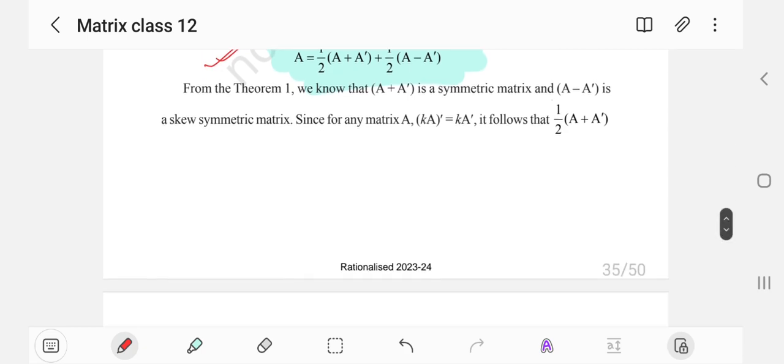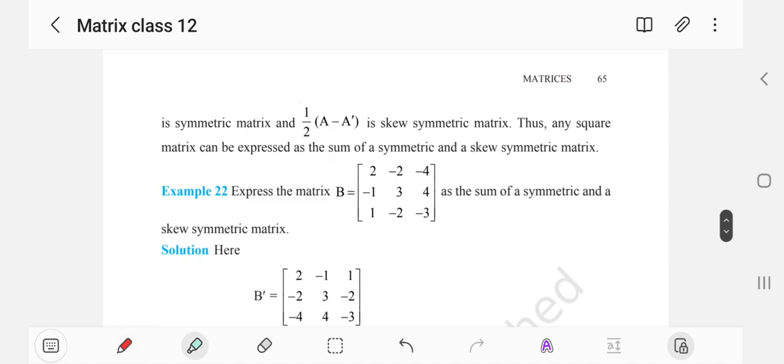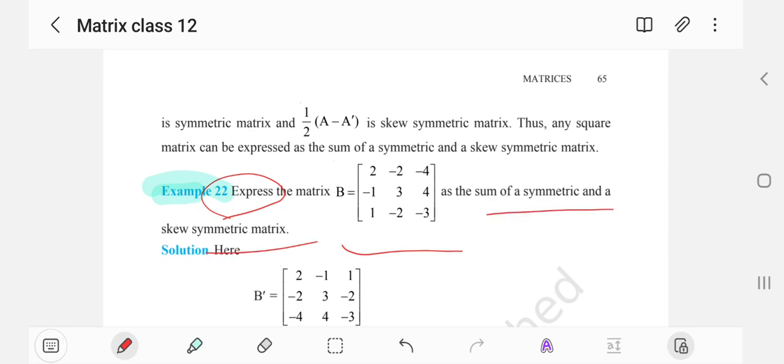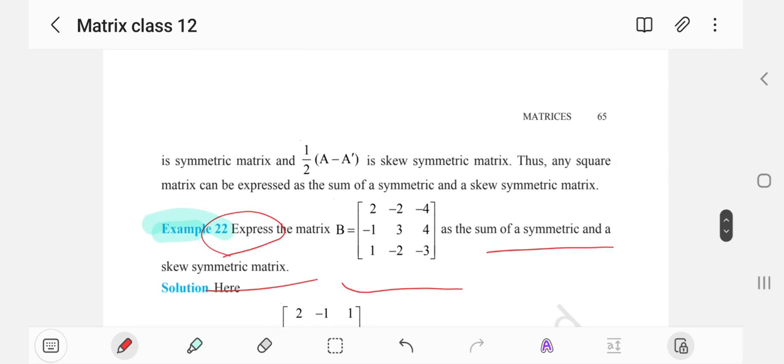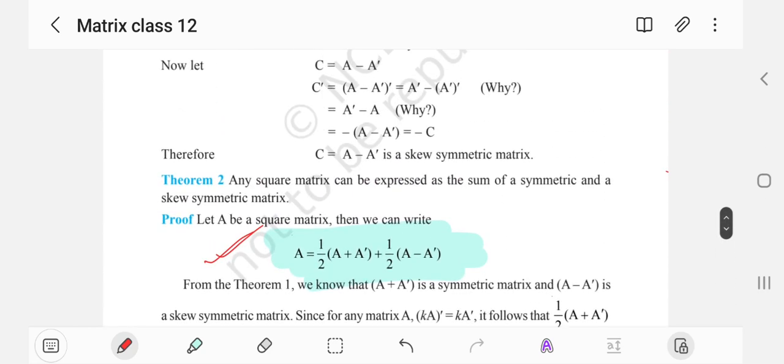Okay, fine. Let's move to this example. What does this example say? In this example we are given the matrix B, and we have to express this matrix B as the sum of a symmetric and a skew symmetric matrix. Now this is very easy. We are given B. How do we represent a matrix as a sum of symmetric and skew symmetric? In this way.